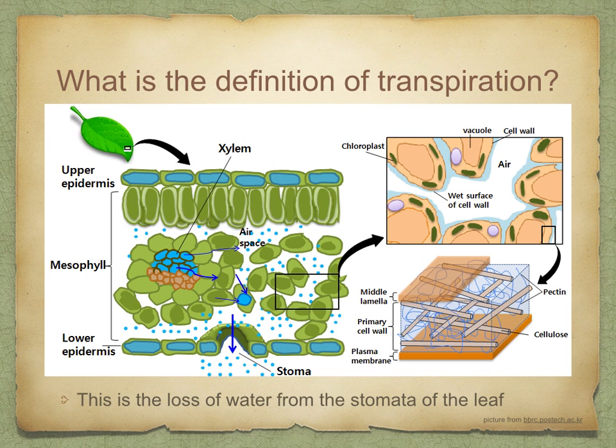So here's a lovely diagram to illustrate how water moves from the xylem into the mesophyll cells by osmosis. Then it evaporates from the cell wall of the mesophyll cells into the air to form water vapor. This vapor is going to diffuse out of the stomata of the leaf in a process called transpiration. So what is transpiration? This is the loss of water vapor from the stomata of the leaf.